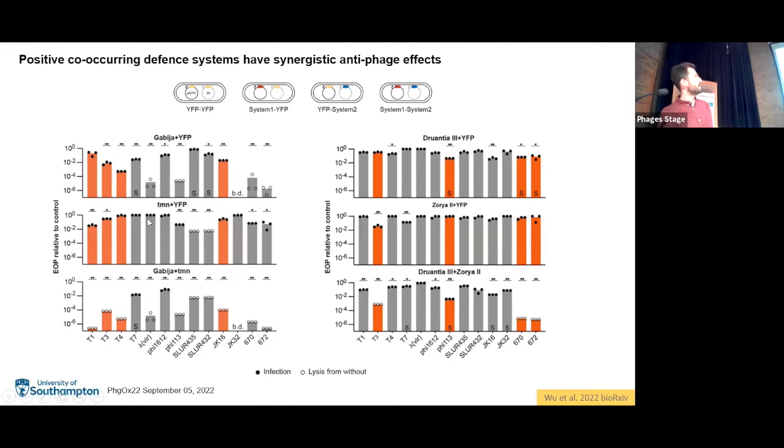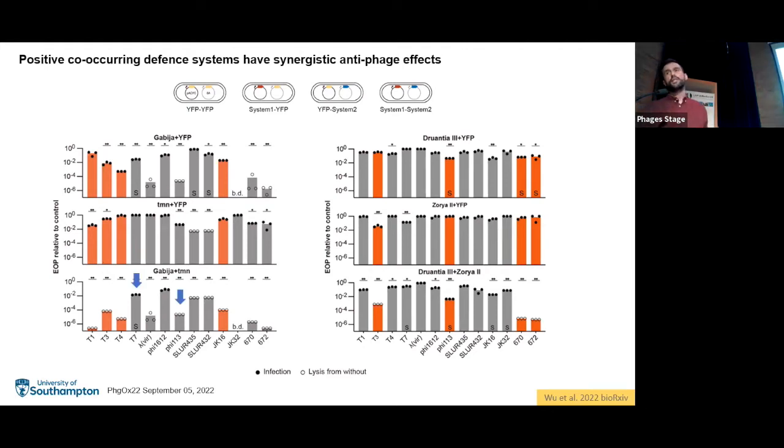TMN is not providing strong protection either, but actually the co-occurrence of those two defense systems is giving a synergistic effect of protection. It is the combination of the two defense systems in the strain that is providing an anti-phage activity, as you can see here, and by all the orange ones, where you can see the synergistic interaction.